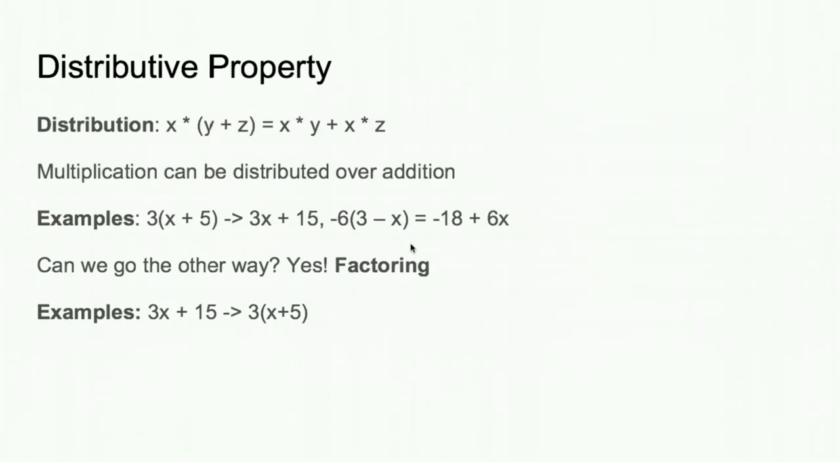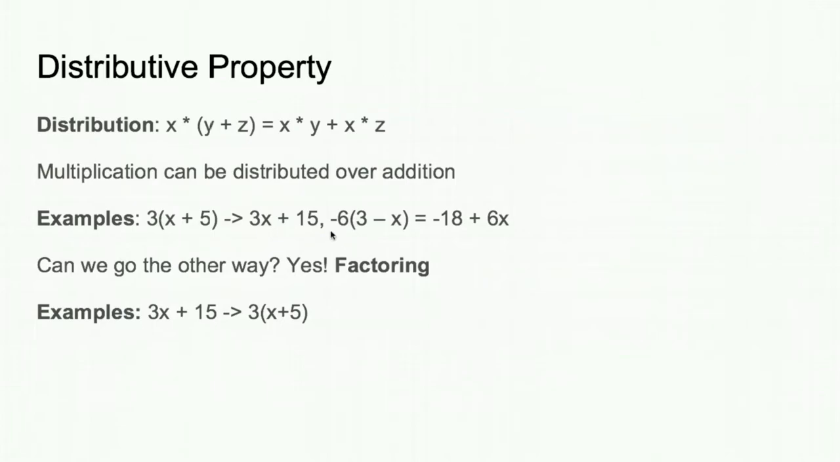The third property is the distributive property, which involves both multiplication and addition. In words, it says that multiplication can be distributed over addition. As expressions, it looks like if I have x times quantity y plus z, I can expand that into x times y plus x times z. In other words, I'm distributing this x on the outside into this bracket over each term. So for example, if I have 3 times x plus 5, I can distribute this 3 into this bracket to get 3x plus 3 times 5, which is 15.